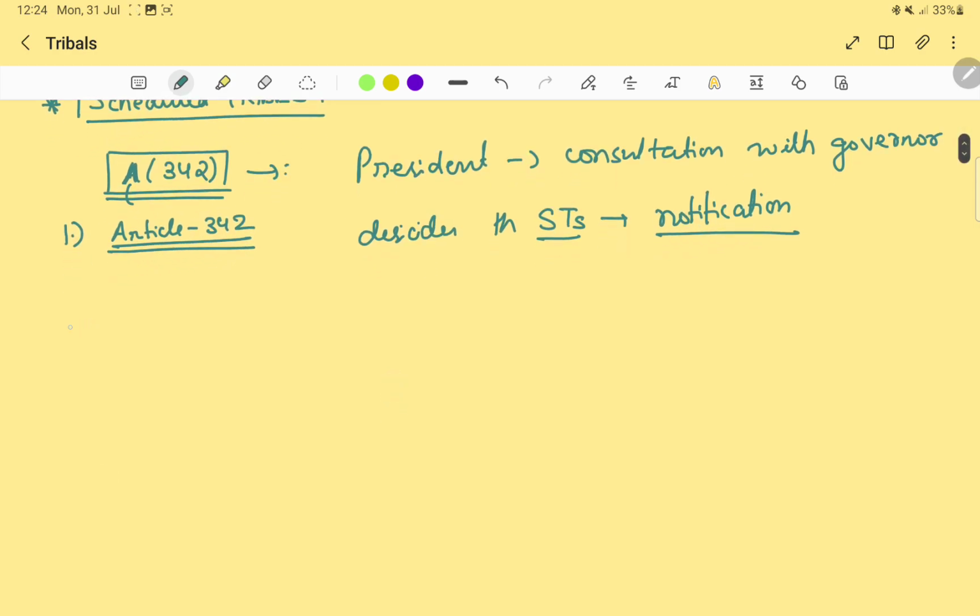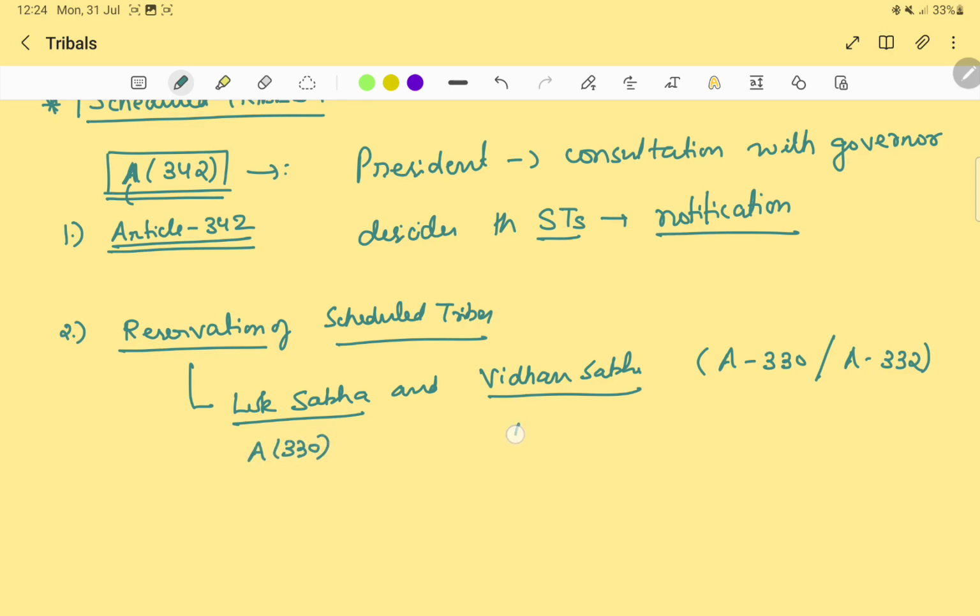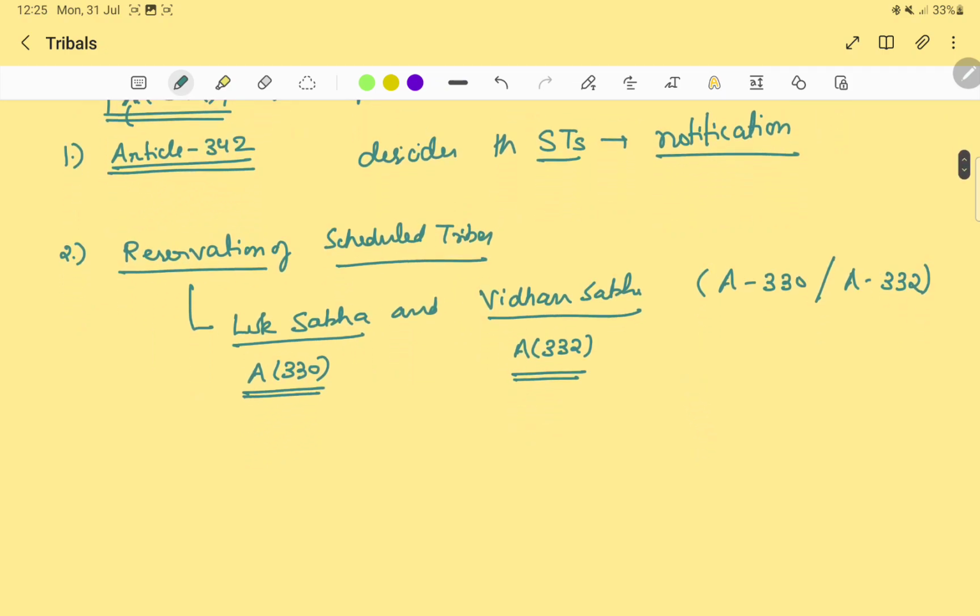The second provision that you need to remember is regarding the reservation of scheduled tribes. Reservation here means reservation in Lok Sabha and reservation in Vidhan Sabha. We call Lok Sabha the lower house and Vidhan Sabha the legislative assembly of the state. It is mentioned under Article 330 and Article 332 respectively. For Lok Sabha it is Article 330 and for Vidhan Sabha it is Article 332. It talks about the representation of scheduled tribes in Lok Sabha and Vidhan Sabha. Remember that there is no reservation of scheduled tribes in the Rajya Sabha.